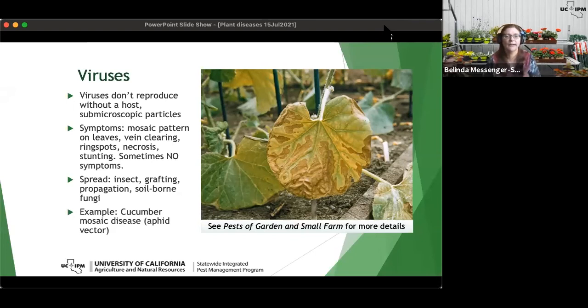The photograph shows virus-induced patterns on a cucumber leaf. The leaf turns yellow in patches, then the edges of the leaves turn brown and necrotic.